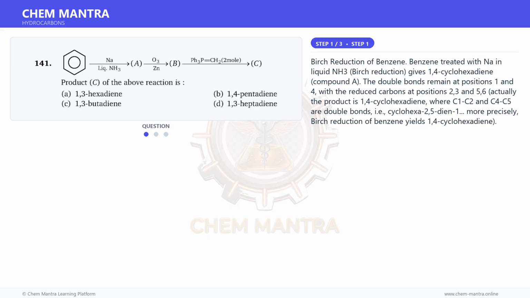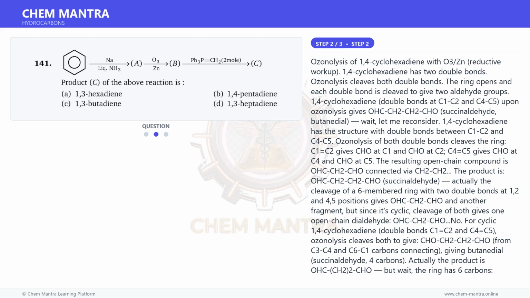Birch reduction of benzene. Benzene treated with Na in liquid NH3, Birch reduction, gives 1,4-cyclohexadiene, compound A. The double bonds remain at positions 1 and 4, with the reduced carbons at positions 2, 3 and 5, 6. Actually the product is 1,4-cyclohexadiene, where C1, C2 and C4, C5 are double bonds, i.e., cyclohexa-2,5-diene. More precisely, Birch reduction of benzene yields 1,4-cyclohexadiene. Moving on to the next step.